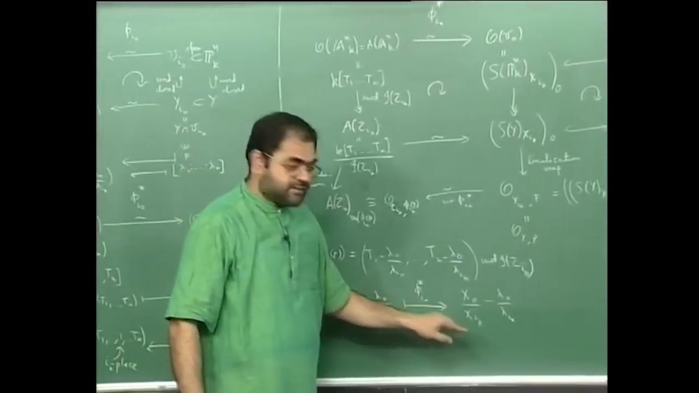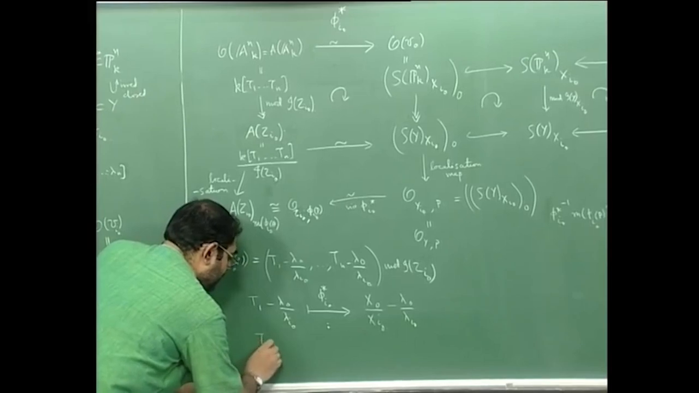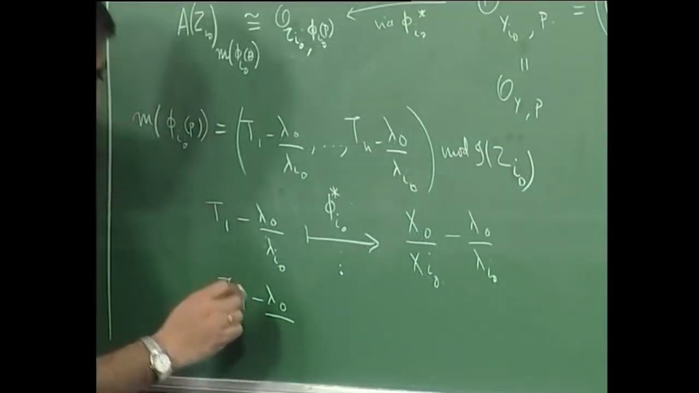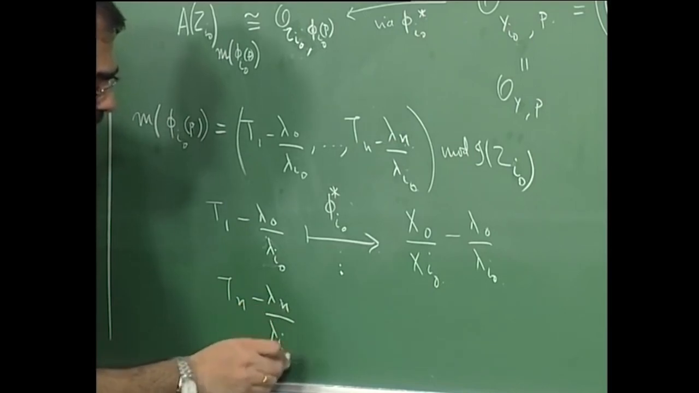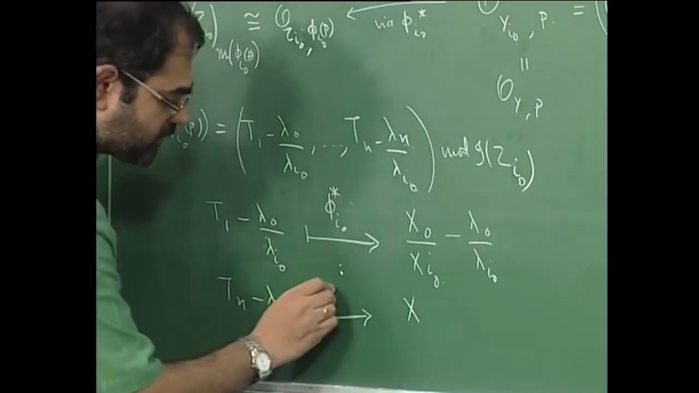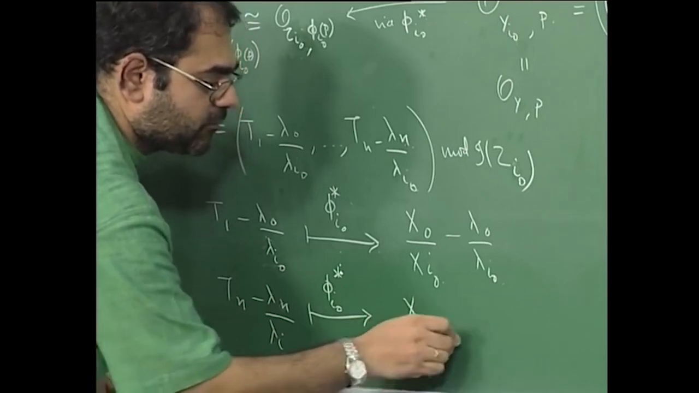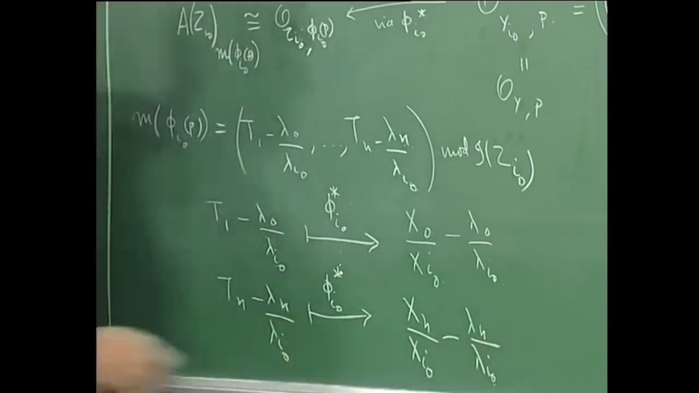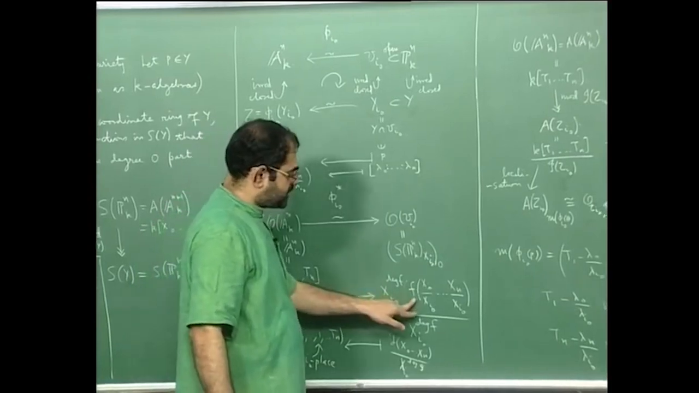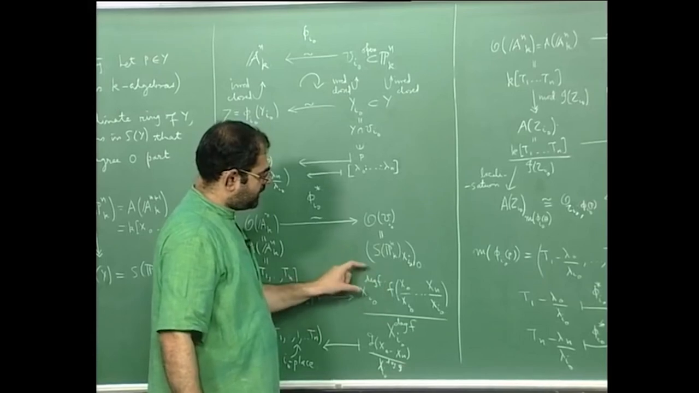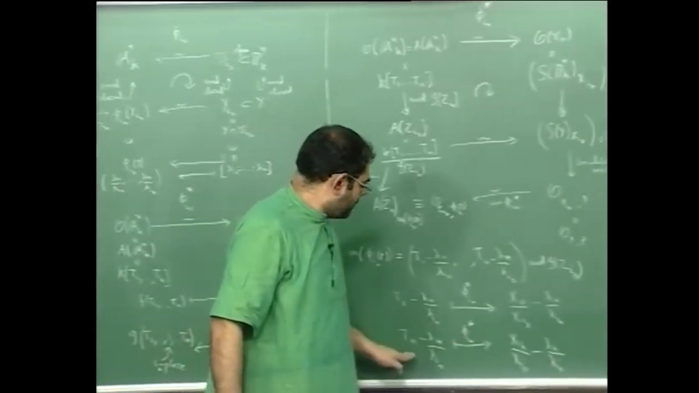So this is what I will get, and similarly, if you take the element T_n minus lambda_n by lambda_{i_0}, under this phi_{i_0} star it is going to go to x_n by x_{i_0} minus lambda_n by lambda_{i_0}. This is what it is going to go to, because after all the map from here to here is, you just send f to the homogenization of f divided by the power of x_{i_0} that you put in to homogenize it. So if you apply this, this is what you will get.